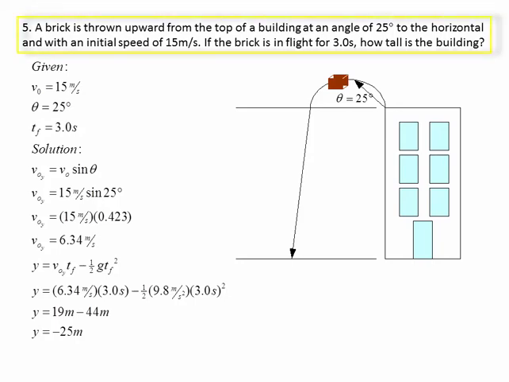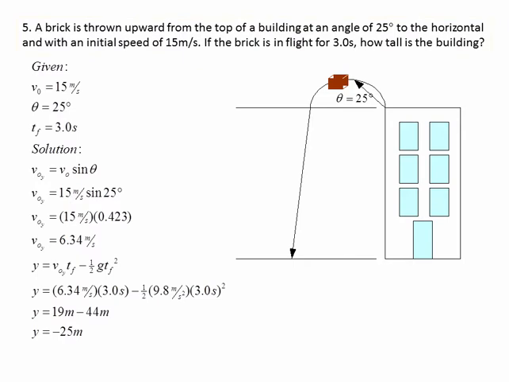Problem number 5. A brick is thrown upward from the top of a building at an angle of 25 degrees to the horizontal and with an initial speed of 15 meters per second. If the brick is in flight for 3 seconds, how tall is the building?